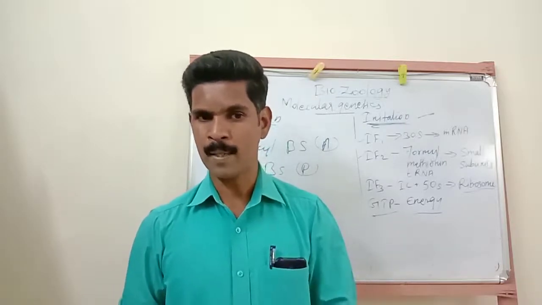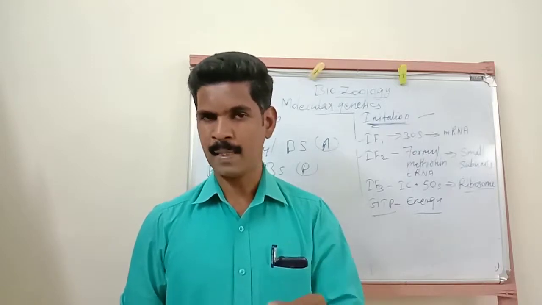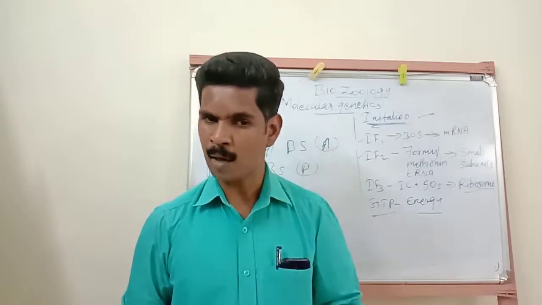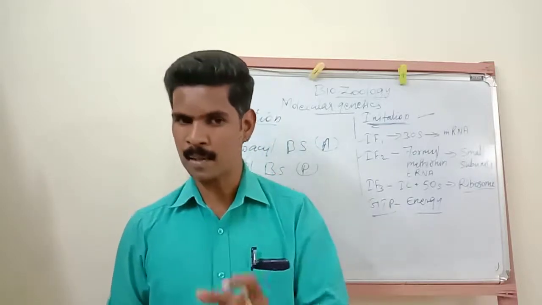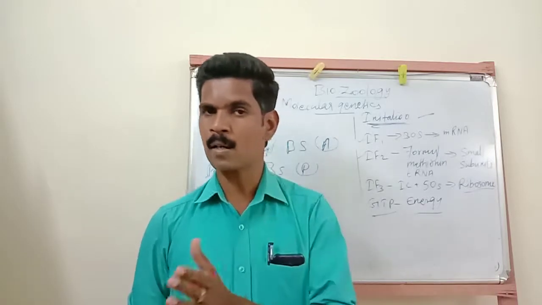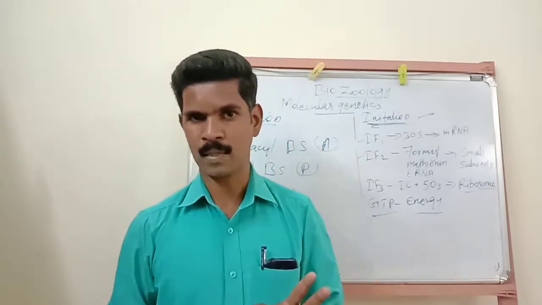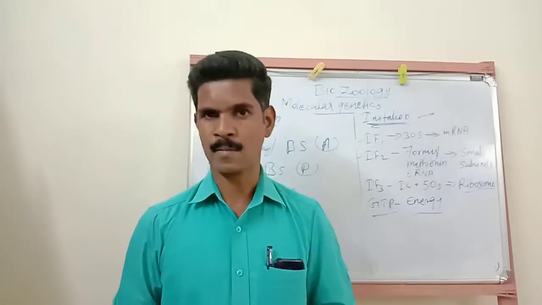Once again, repeat. The enzyme peptidyl transferase catalyzes, or speeds up, the formation of a peptide bond between the amino acids. At the same time, the covalent bond present between the amino acid and tRNA is broken. Understand? So these two events take place in the second step of the elongation process.